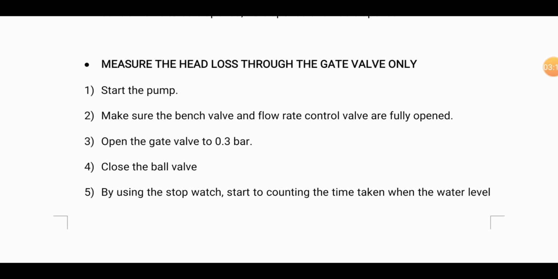So step 1, we need to start the pump, and step 2, open the bench valve and flow rate control valve and make sure they are fully open. Step 3, we need to open the gate valve to 0.3 bar.